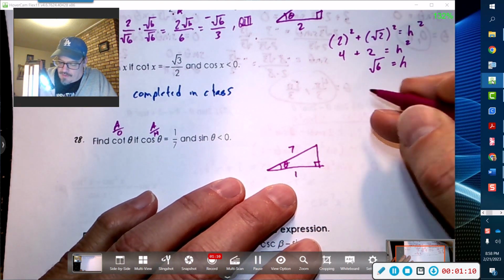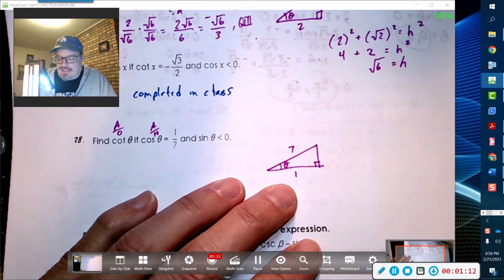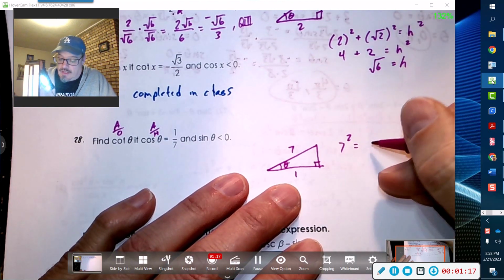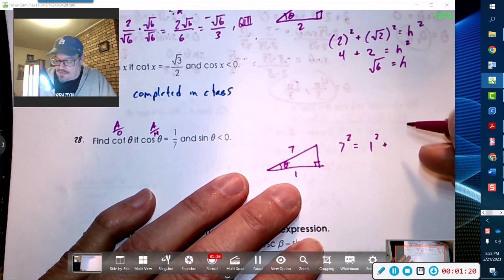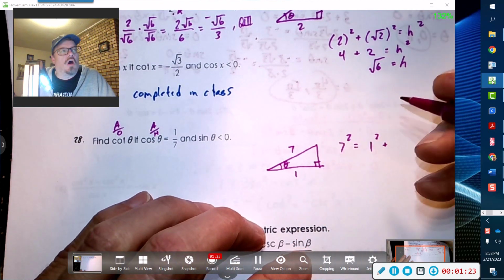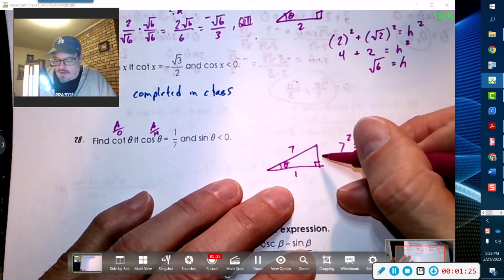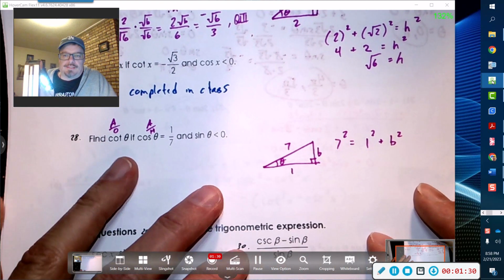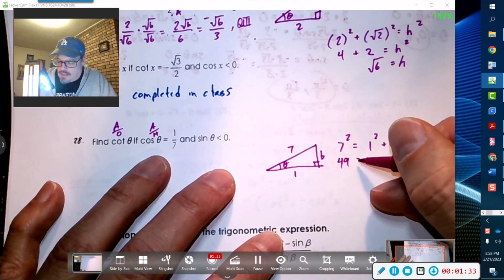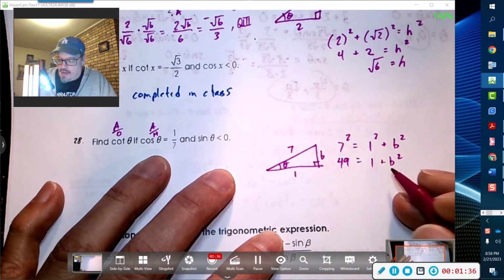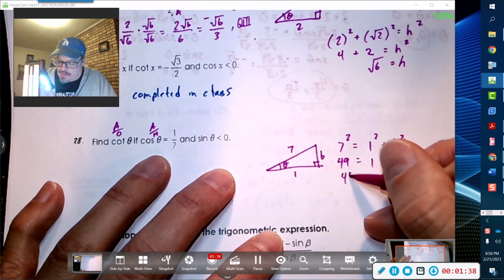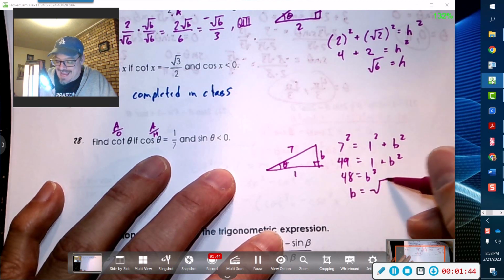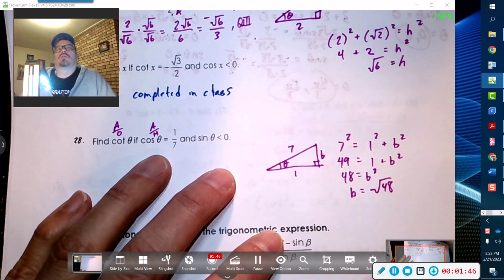So we'll set it up for the Pythagorean theorem, but this is a little different because we're going to have the 7 squared equals 1 squared plus something else squared. And I guess we'll just call it, I don't want to use O because it looks too much like 0, so let's just call it B. All right. So that's 49 equals 1 plus B squared. Subtract 1, 48. So B equals the square root of 48.